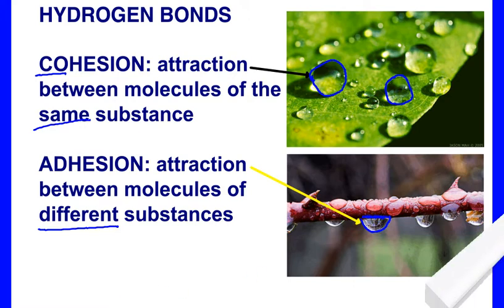Now, cohesion and adhesion are really important in living things because of this special thing called capillary action. Capillary action is something that occurs in plants specifically. It also occurs in your body, in your blood vessels. But plants, I'm going to draw a picture of a tree.